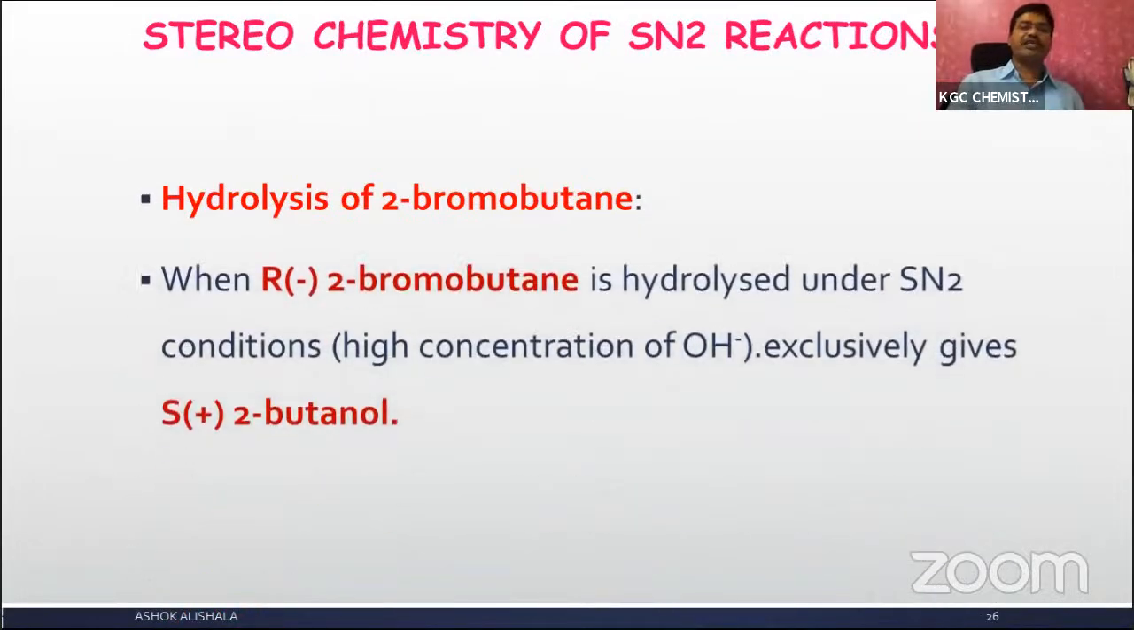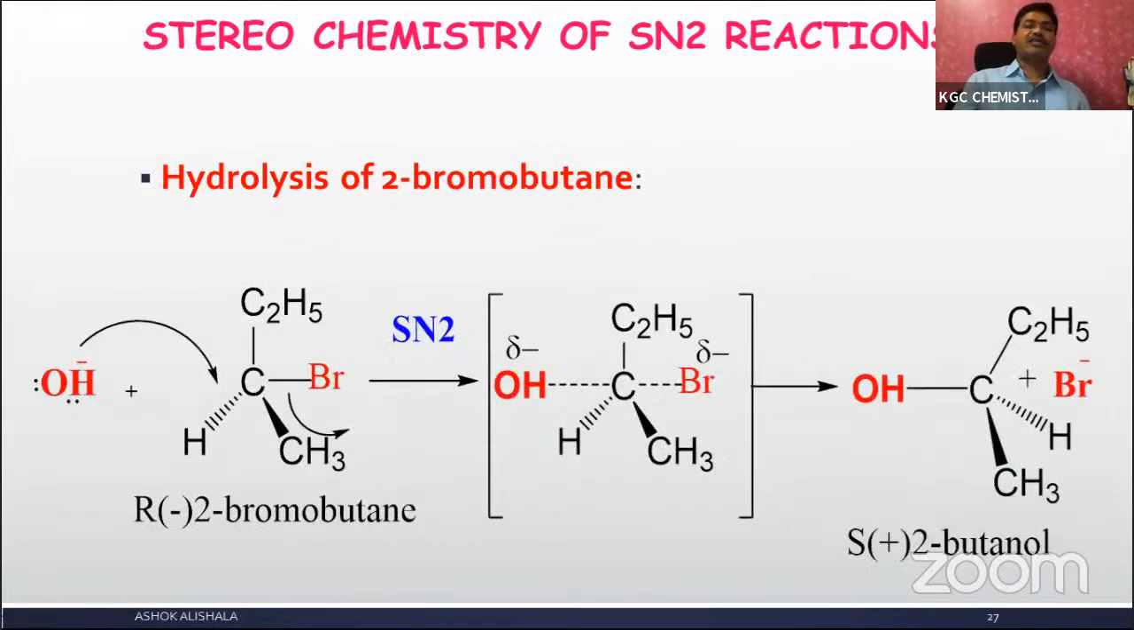Hydrolysis of 2-bromobutane. When we take 2-bromobutane with R configuration, we will get the alcohol with S configuration. The minus and plus signs are not mathematical symbols; that is something different, and it comes under RS nomenclature, where we will discuss it again. Here, the OH attacks on the back side. The starting compound is R minus 2-bromobutane, whereas the product configuration is S plus 2-butanol. This is quite the opposite: R minus becomes S plus. The opposite configuration is formed here.